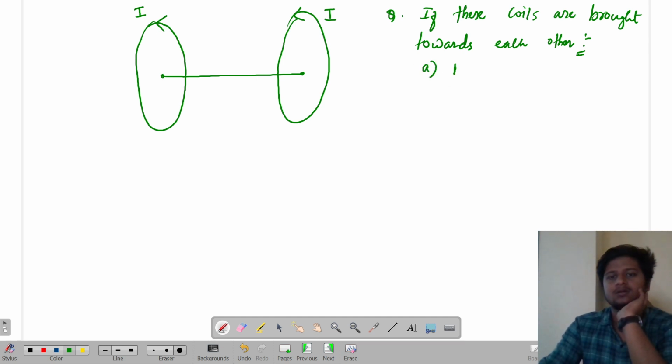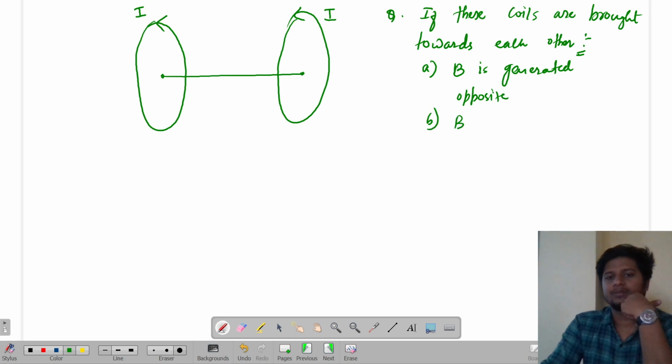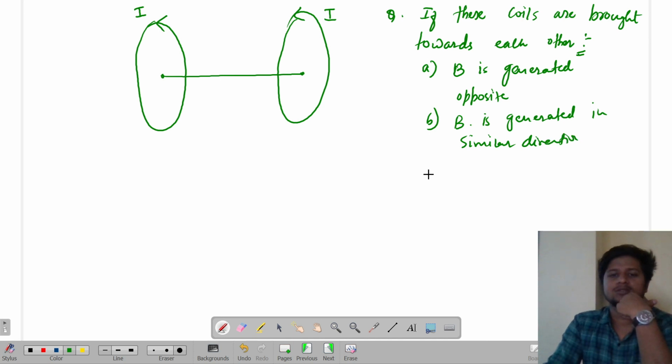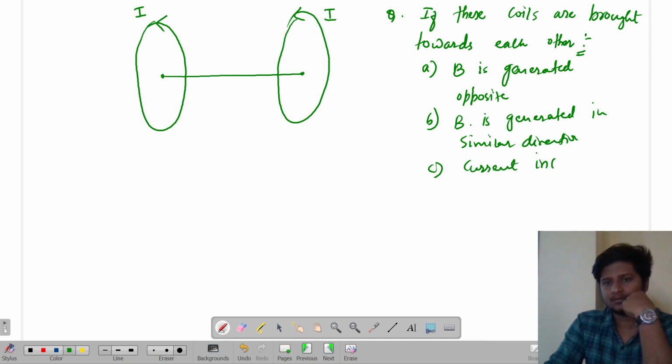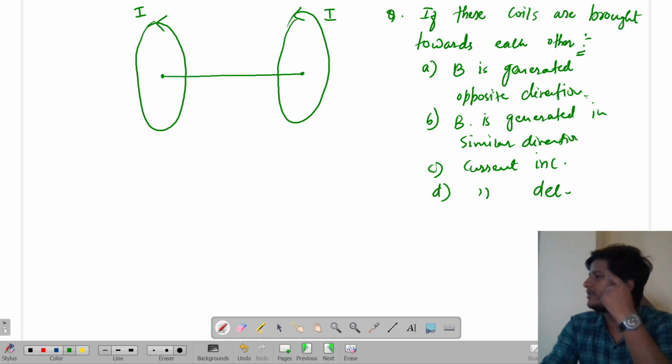A. Magnetic field is generated opposite. B. B is generated in similar direction. C. Current increases. D. Current decreases. Tell me, what will be the answer?